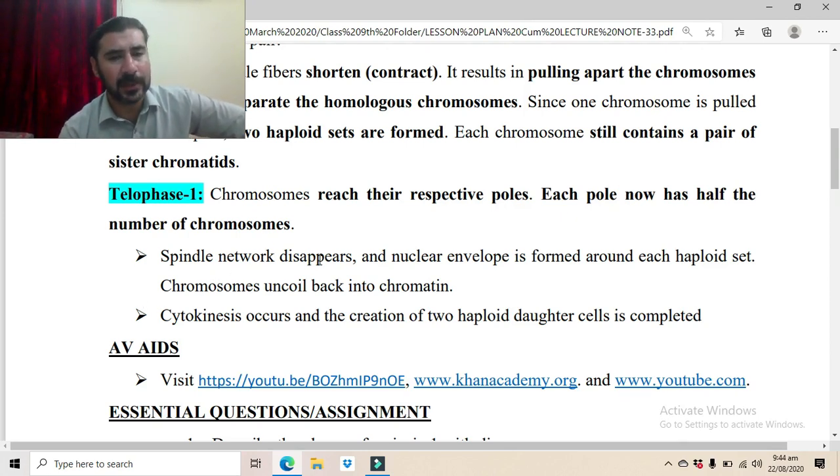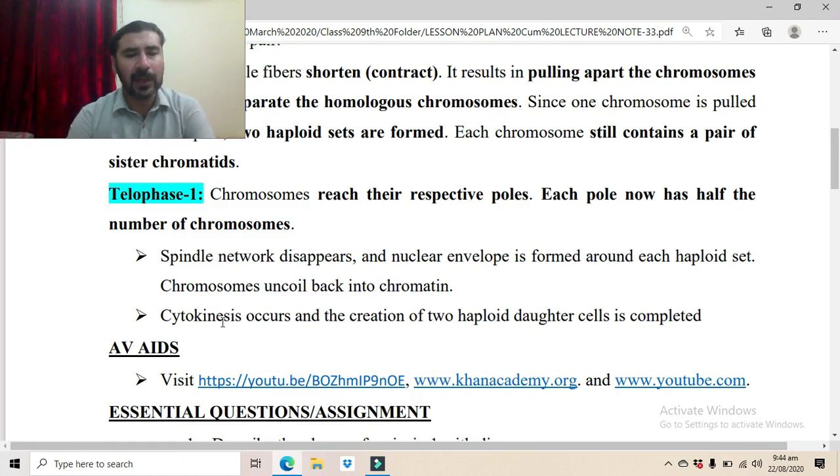The spindle network disappears and the nuclear envelope is formed around each haploid set. This is similar to mitosis: the changes which occurred in the prophase are reversed in the telophase. So the same is the case here in the telophase of meiosis. The spindle fiber network disappears, the nuclear envelope is formed around each haploid set, and the chromosomes uncoil back into chromatin.